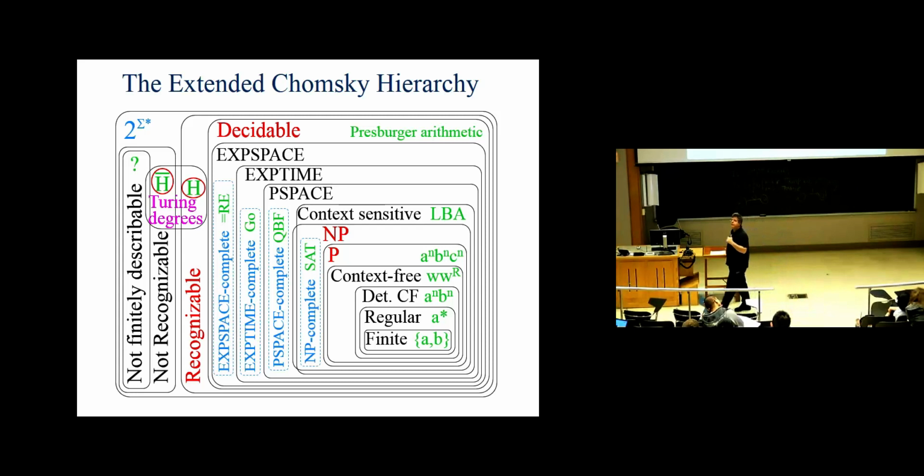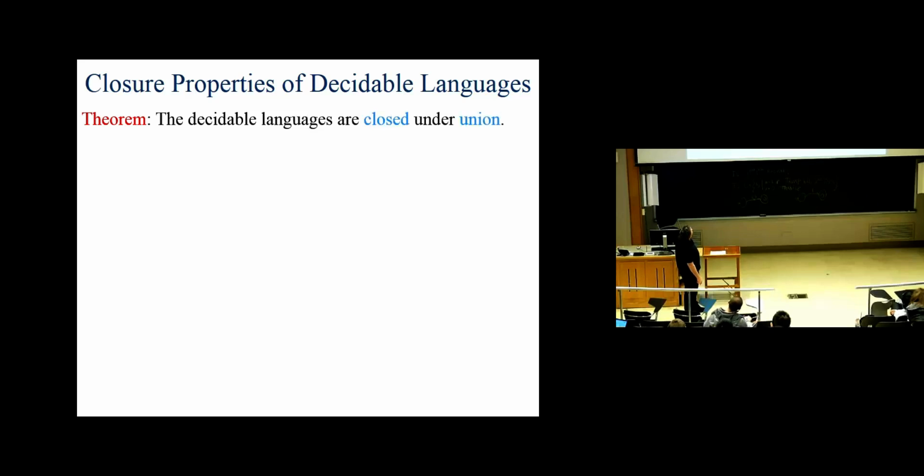There's a lot of stuff going on here, and as we're going through this course, we're filling in more and more regions and proving more and more theorems. And speaking of theorems, let's prove in quick succession some closure properties of decidable languages. So again, a decidable language is a language that is recognized by a Turing machine that always halts.